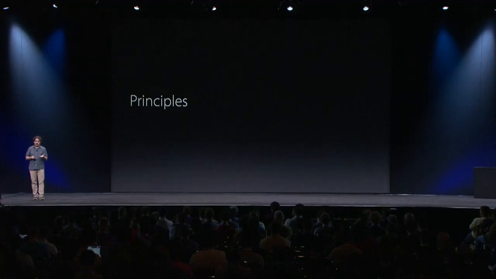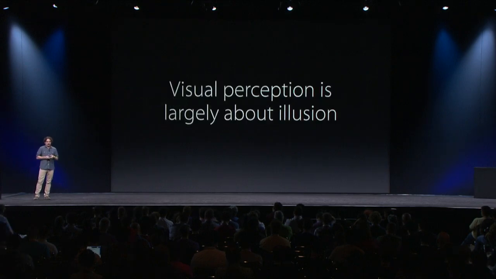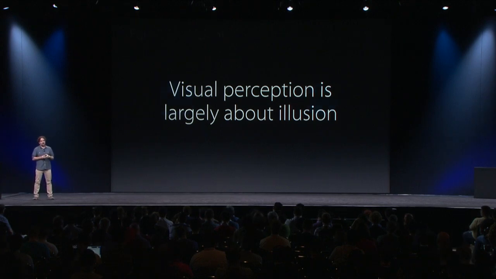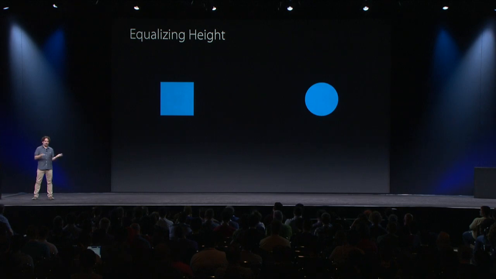So before I move on to talk to you about optical sizes, which is the big idea in the San Francisco family of typefaces, I need to tell you about some principles of design. Visual perception is largely about illusion. And what I mean by that is, imagine you have two shapes. You have a square and a circle. And you want to make people think that they're looking at shapes that are the same height.